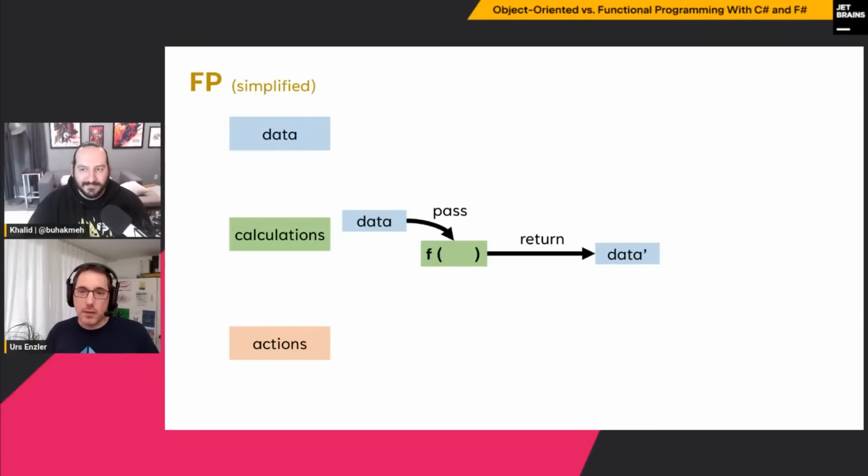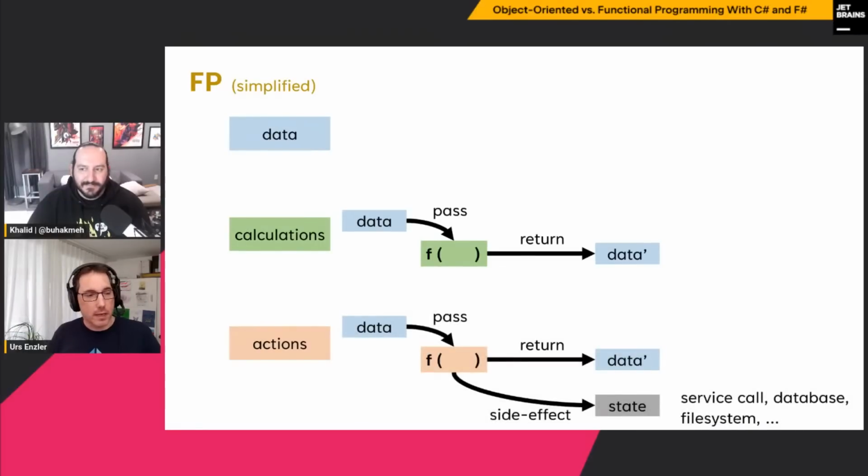And important here is whenever I call a function with the same arguments over and over again, I always get the same result. That's called a pure function. When I want to have side effects, then it's called an action. That means the function here is allowed to do some side effect, like for example, calling another service, writing a file to the file system, getting some data from the database, writing data back to the database. These are all side effects.